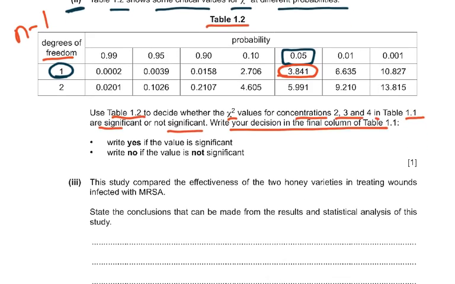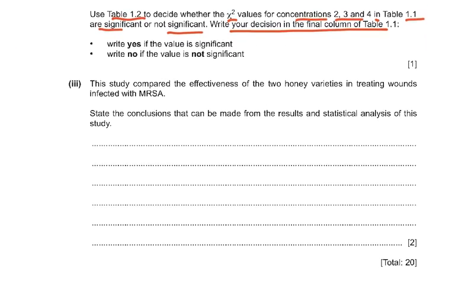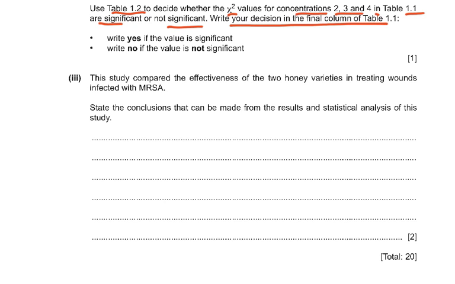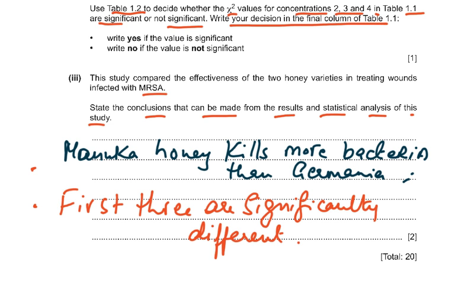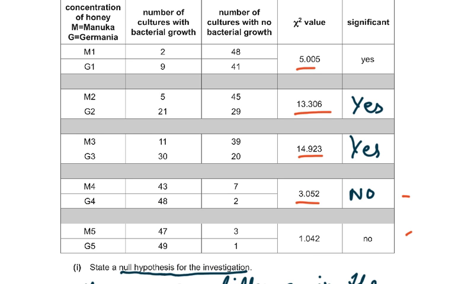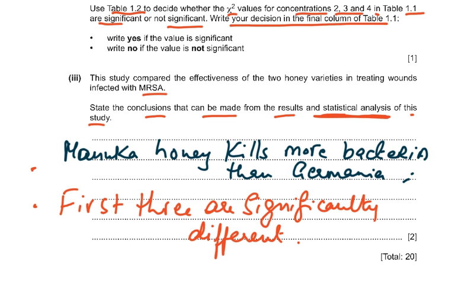Now, last part. The study compared the effectiveness of the two honey varieties in treating wounds infected with MRSA. State the conclusions that can be made from the results and statistical analysis of the study. Now you can understand that the study compared the effectiveness. So what do you see? We see Manuka honey kills more bacteria than Germania, because you can see it from the table. And the main thing is you have to look at the statistical analysis. So the first three are significantly different, which you can see here. Yes, yes, yes. These are significantly different. So these had more concentration of Manuka honey than Germania. So that is why you have to refer to the statistical analysis to get your 2 marks out of 2.